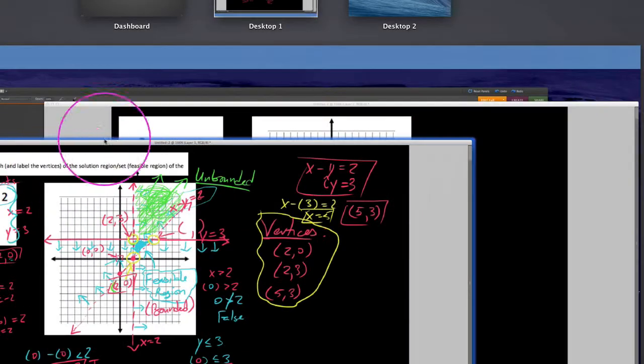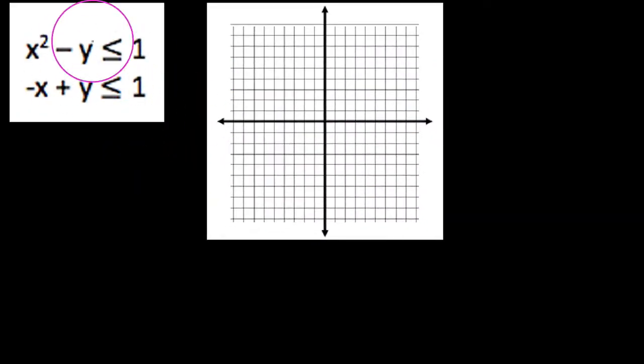We're going to try this again very quickly here, but with non-linear constraints. We have a linear and a non-linear. So actually, let's go ahead and start with our steps here. Number one is graph the equations. Graph the equations associated with the constraints here.